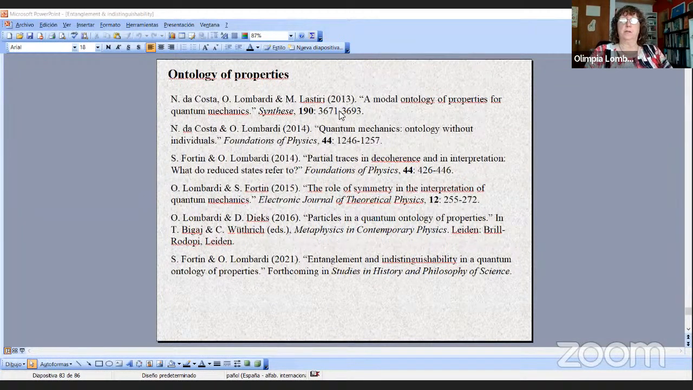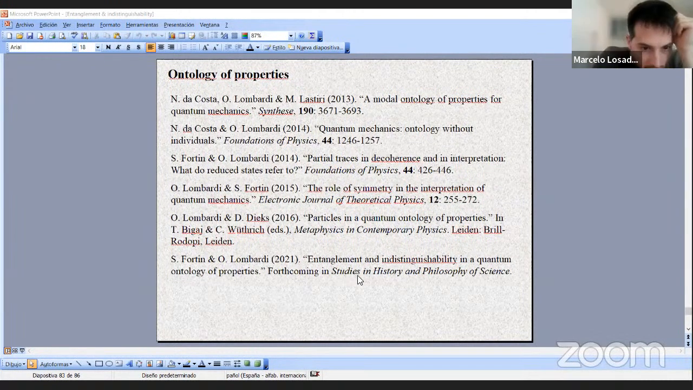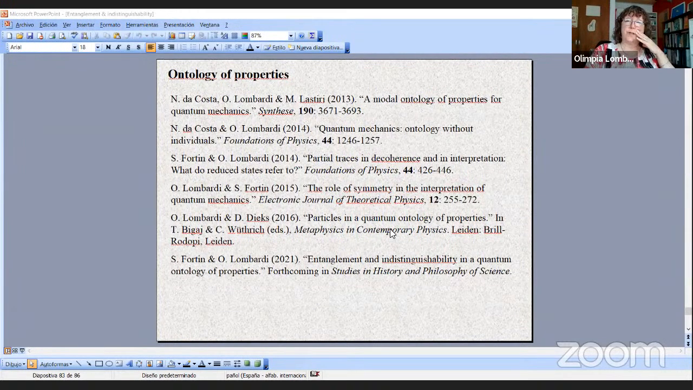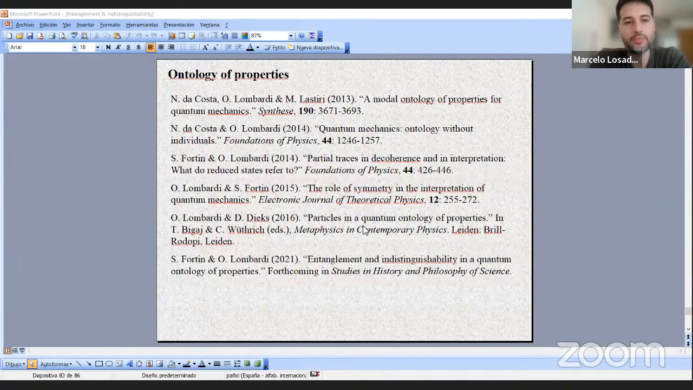These are papers on the ontology of properties, previous papers here, and this presentation is based on this last paper that I hope very soon will be published in Studies in History and Philosophy of Science in the section of physics. So if somebody wants to read it before publication, I can send it.